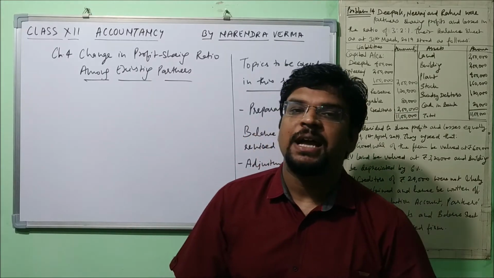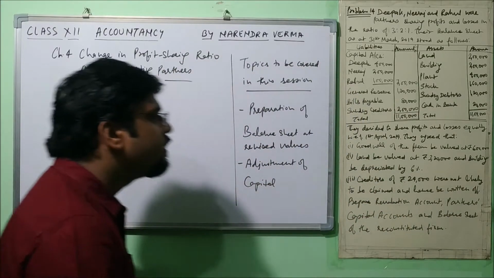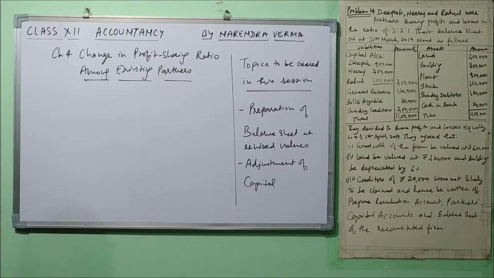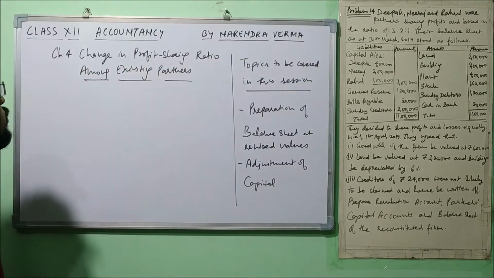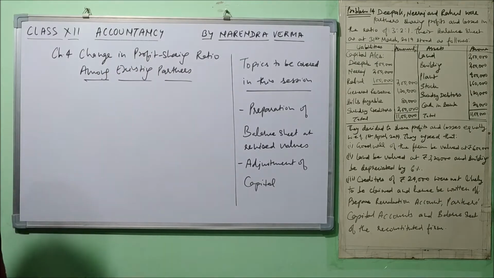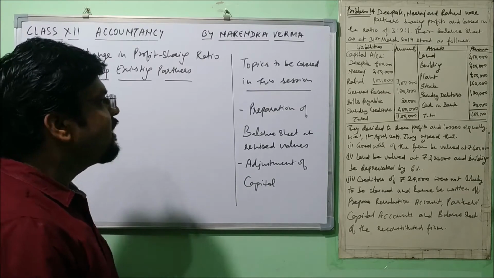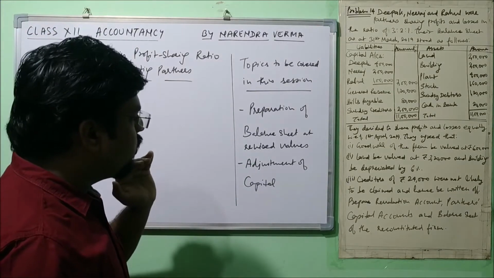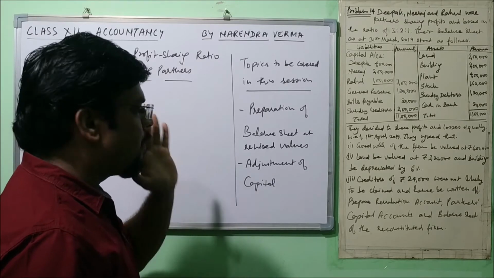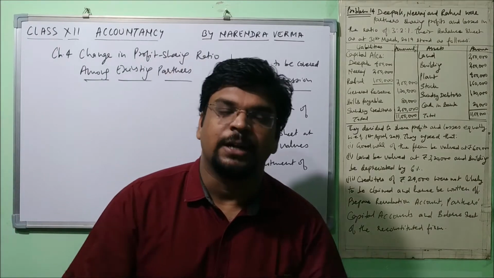As you know very well, in accountancy for class 12 CBSE syllabus we have been dealing with the fourth chapter, that is change in profit sharing ratio among existing partners. Today is the last session of this chapter. In today's session we are going to cover preparation of balance sheet at revised values and adjustment of capital. So let's start.